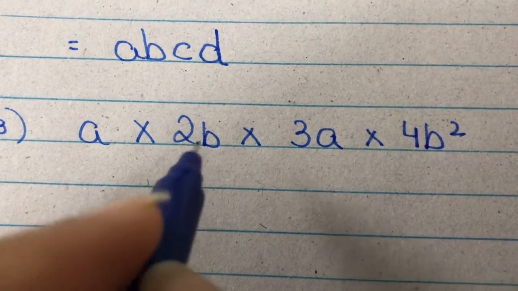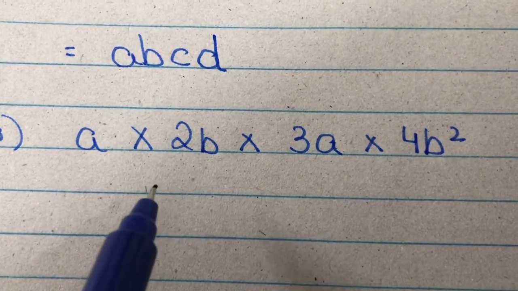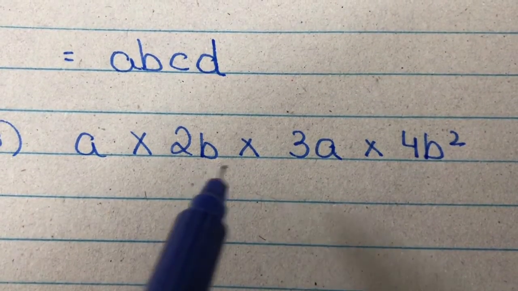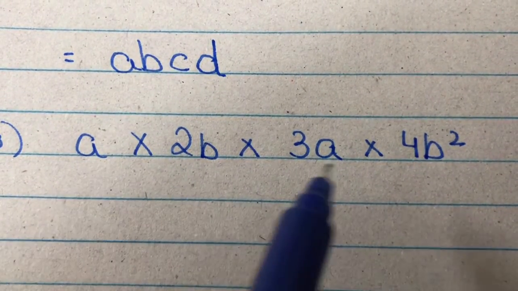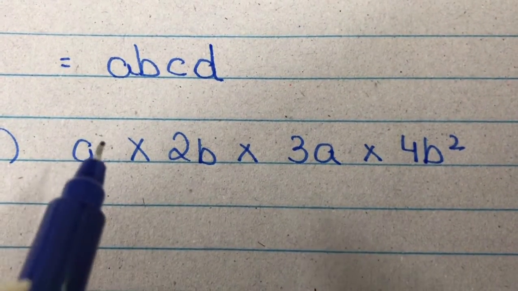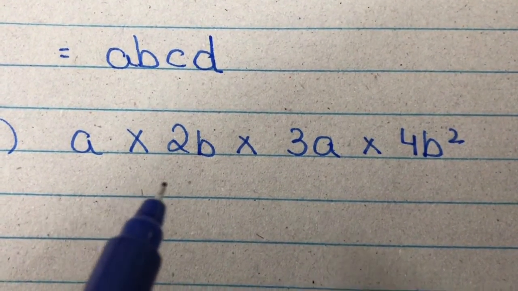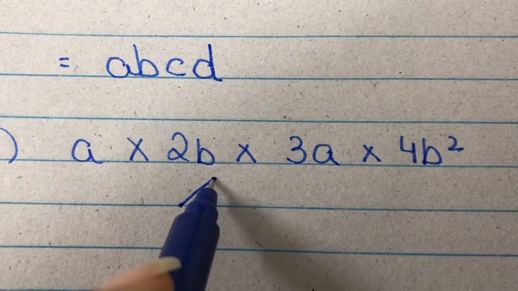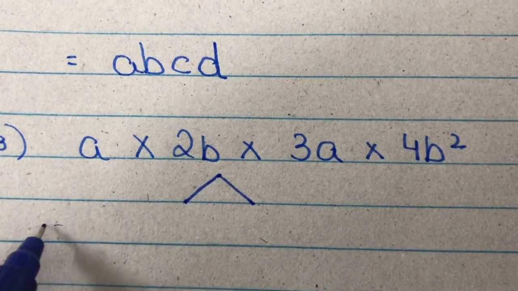In this, what you have to do is, again, I repeat, these are all unlike terms, right? A and B. A is okay, like terms. B square is an unlike term again. But in multiplication, you don't take note of that. In multiplication, you just separate the numbers, separate the letters.